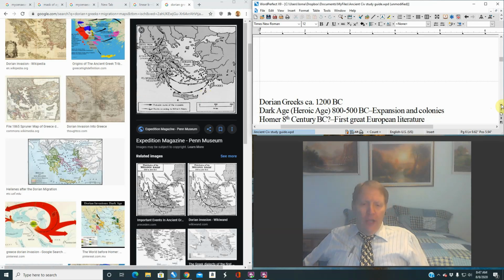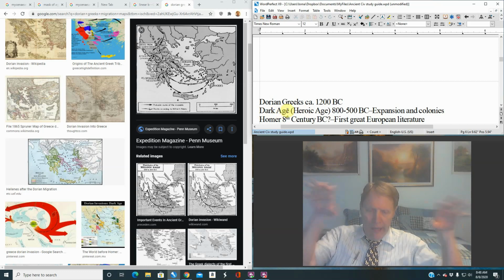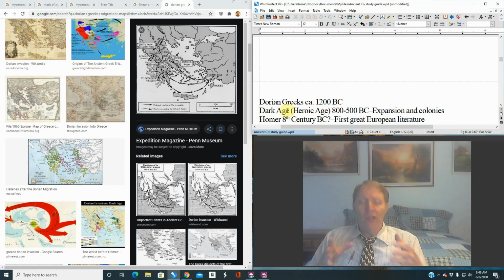There is a dark age in Greece. Some classicists, historians, want to call it the heroic age. Dark age and heroic are really not the same thing. Dark age has an implication of loss of learning and hard times. Heroic age, a little more manly, a little tougher, has a more positive connotation.